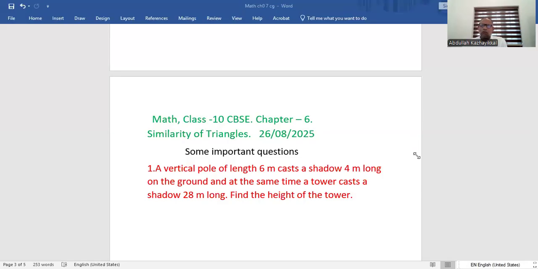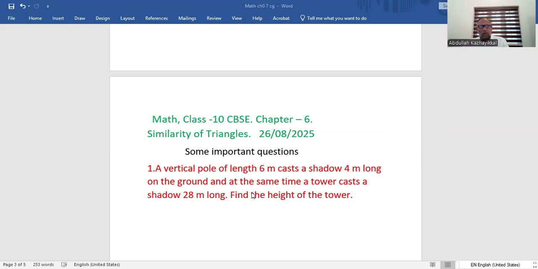Hi children, good morning. Today also we are talking about triangles, similarity of triangles. In the last module also I told you about similarity of triangles. Here I am not talking about everything in full, because we explained it already. Some important questions you can see.